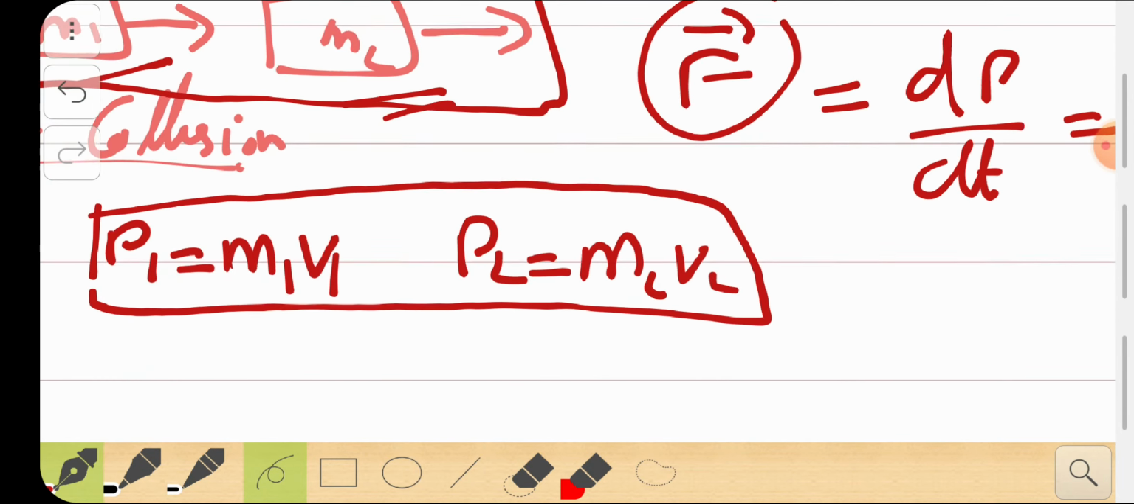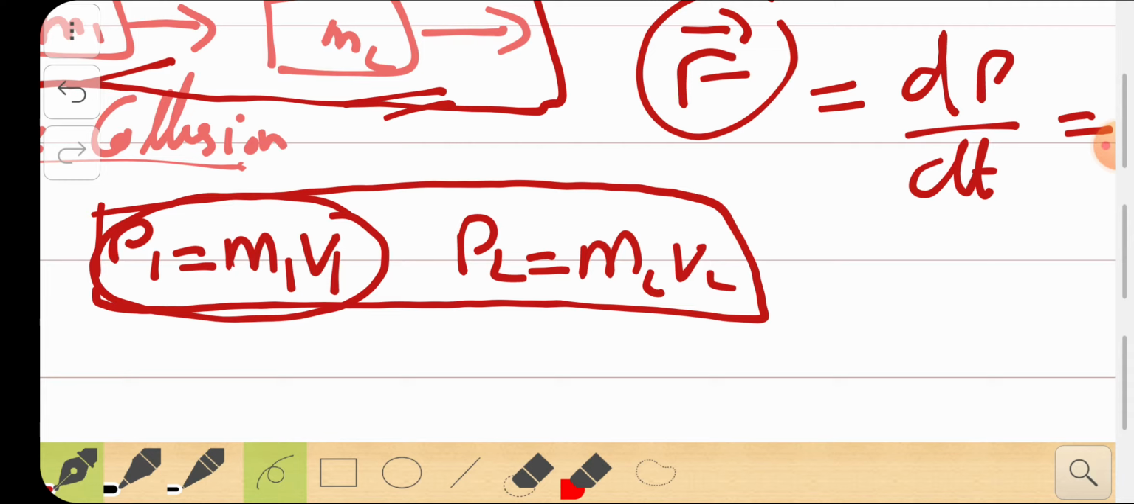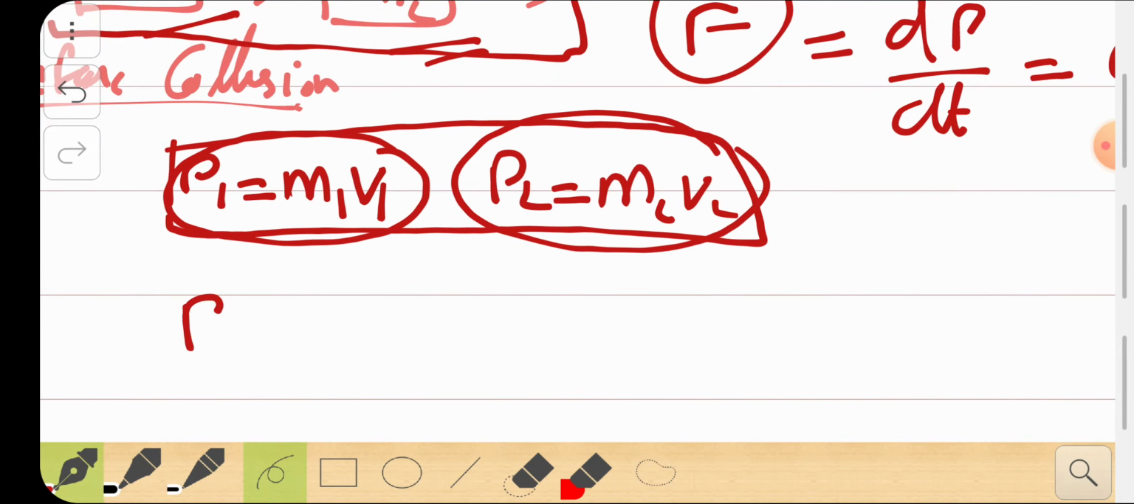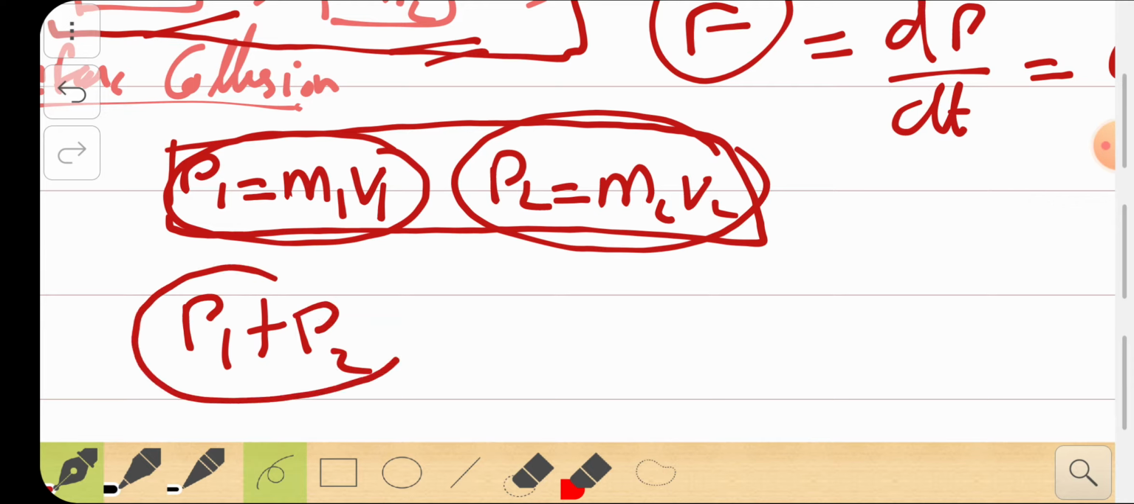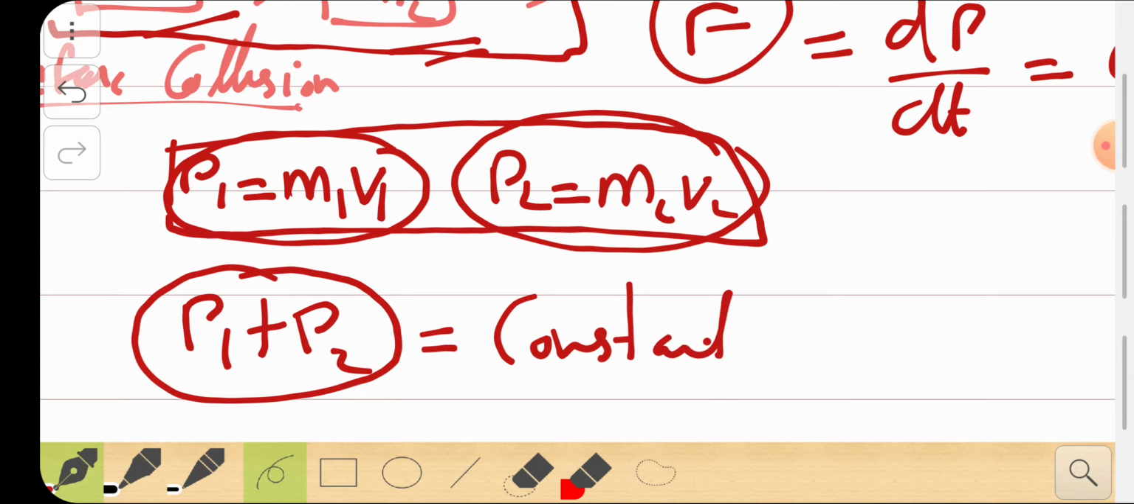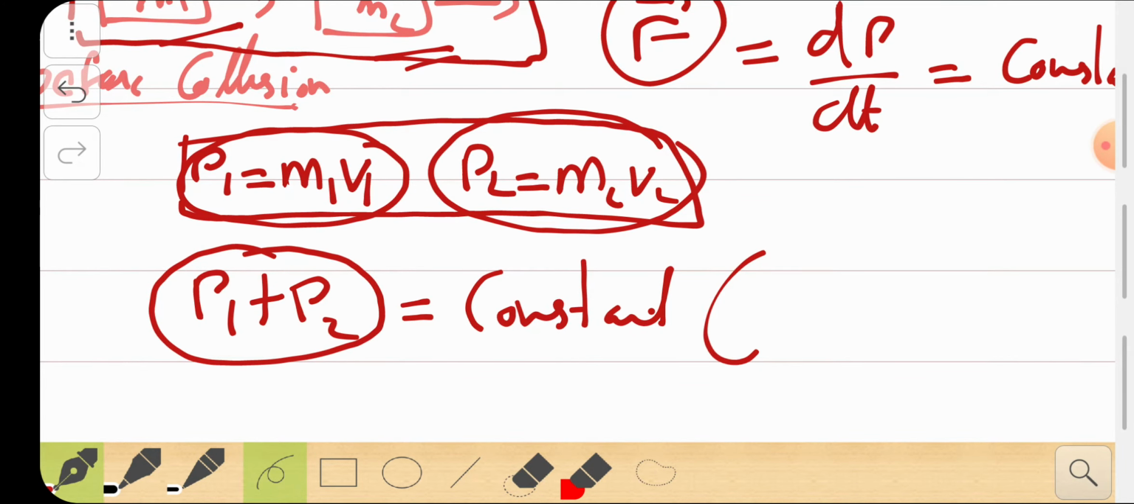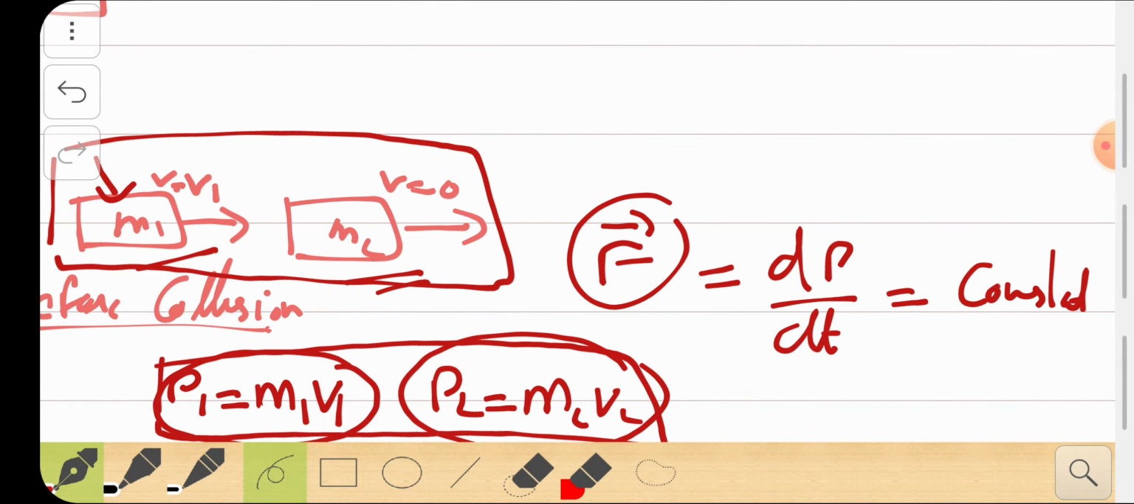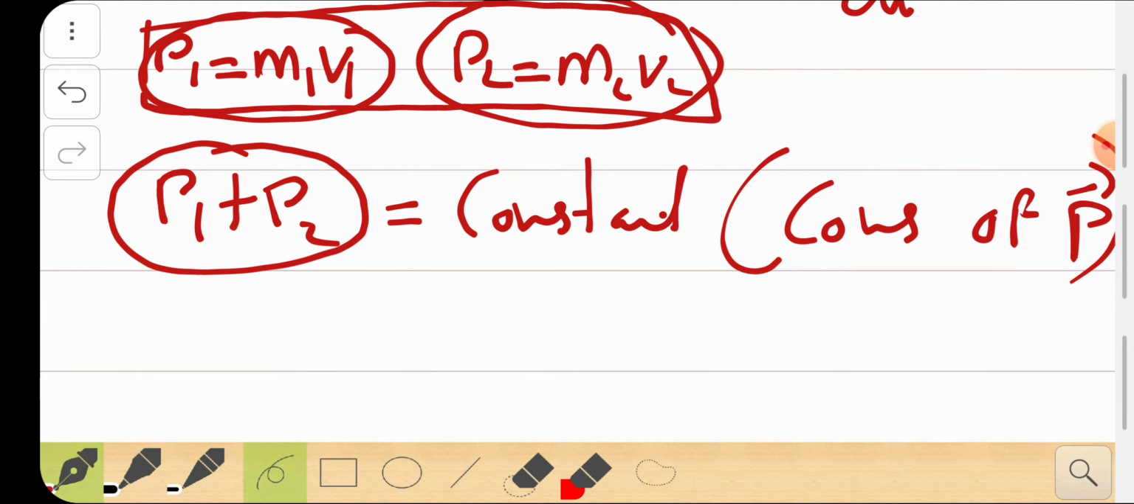So P1 is the first body's momentum and P2 is the second body's momentum. Then you can say that P1 plus P2 before collision must be equal to a constant, because there is no other force. Direct implication of Newton's second law, nothing more than that. So P1 plus P2 is a constant. This is called the conservation of momentum. Momentum will always be conserved. If you consider all the forces, if there are other forces, then momentum will be different. So this is a very natural result of what the second law states.